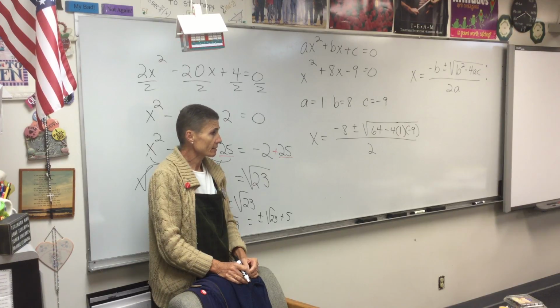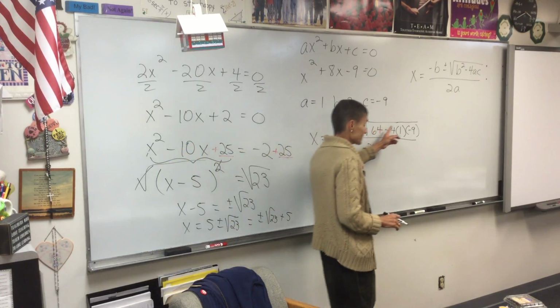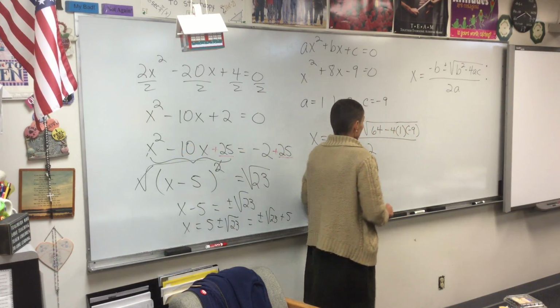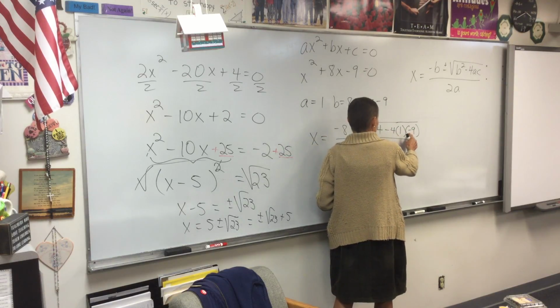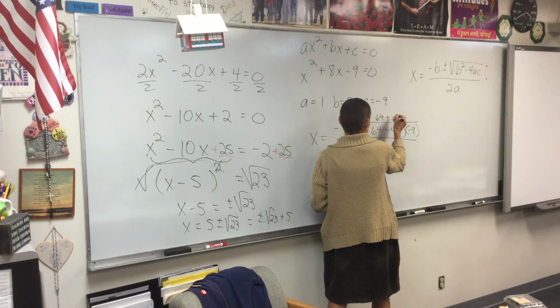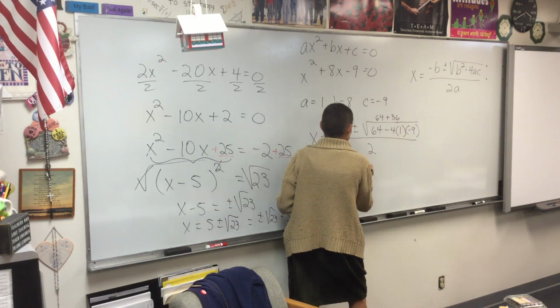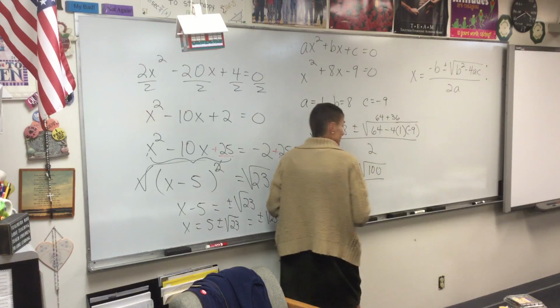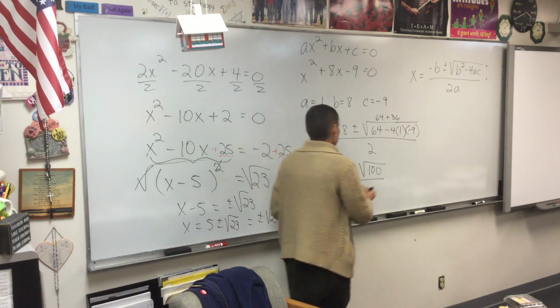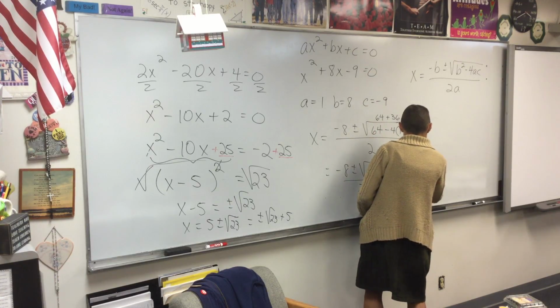All right, what should I do next? I see Tag's typing away on his calculator. What's he doing? He's figuring out what all this mess is right here. Now be careful. Negative times negative would be positive. Plus 36. So you really have 64 plus 36. So we have -8 plus or minus the square root of 100. And the square root of 100 is 10.